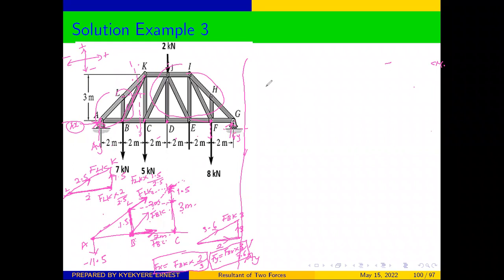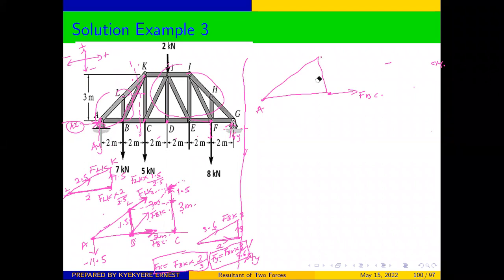Don't forget that at B, our diagram will look like this. This is B. We have FBC going this way. We have our A at this point. We have resolved FLK into components. So we have the vertical.